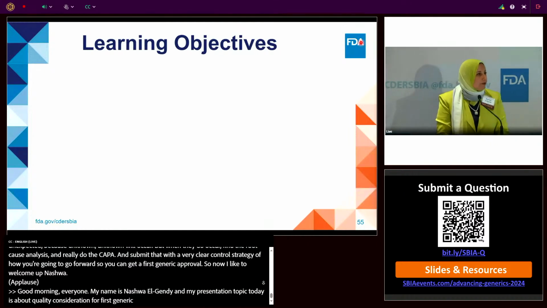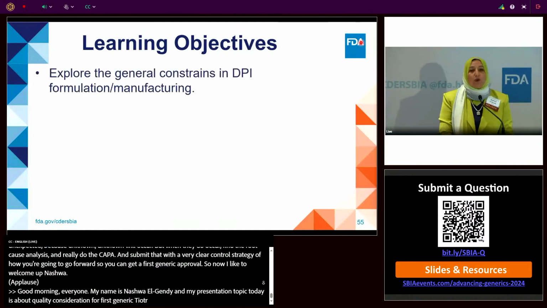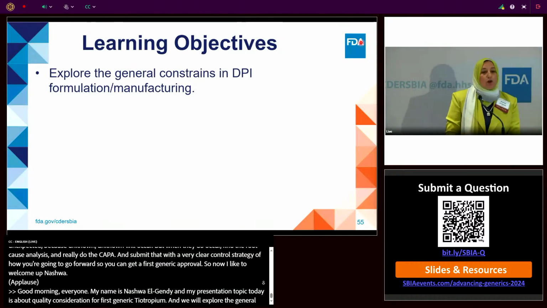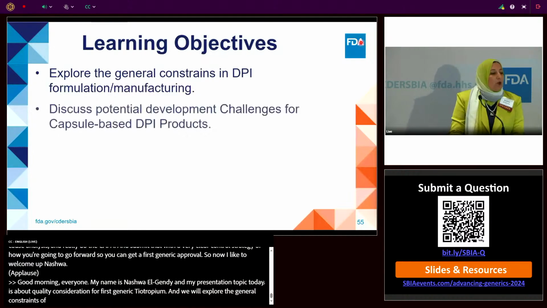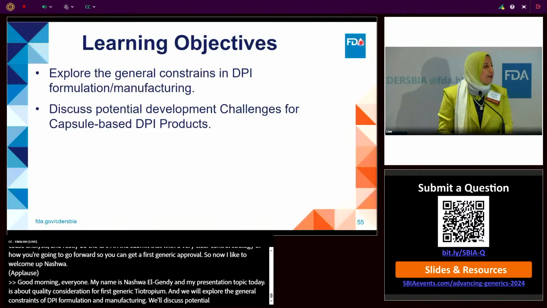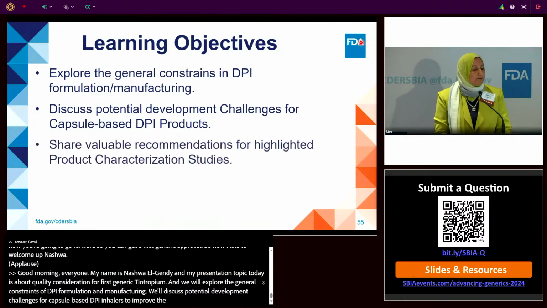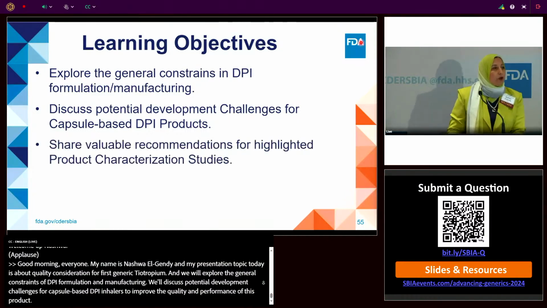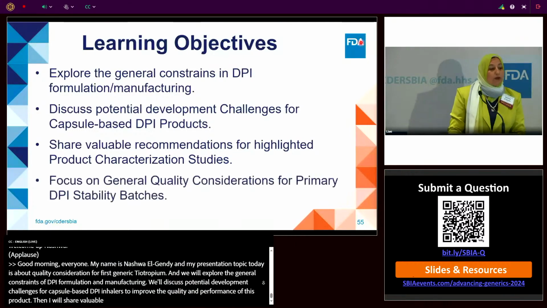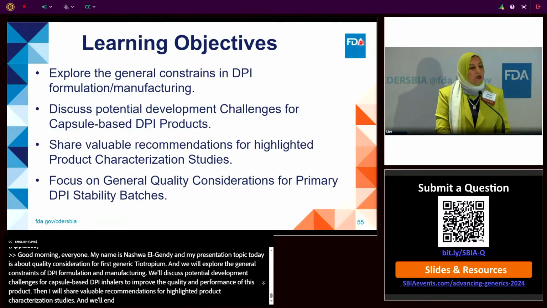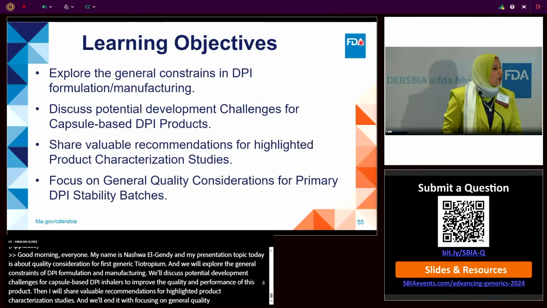This presentation will deliver several learning objectives. We will explore the general constraints in dry powder inhalation, formulation, and manufacturing. We'll discuss potential development challenges for capsule-based dry powder inhalers to improve the quality and the performance of these products. Then I will share valuable recommendations for highlighted product characterization studies, and we'll end by focusing on general quality considerations for primary drug product stability batches.